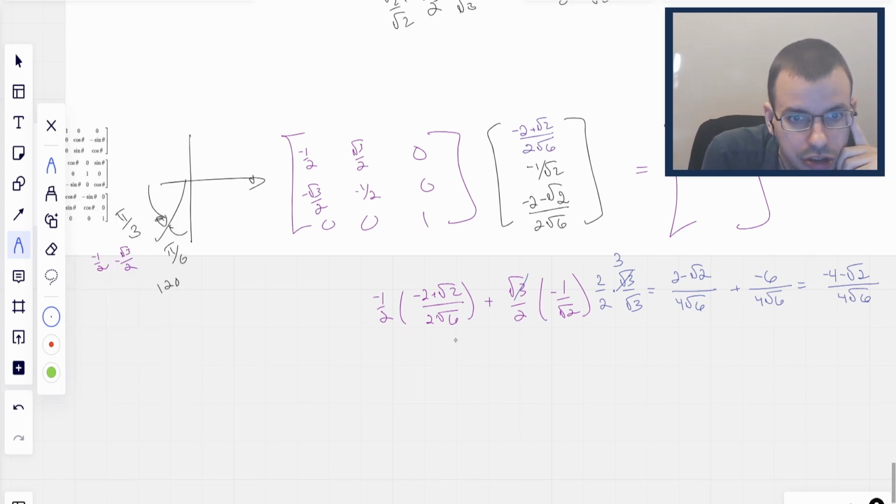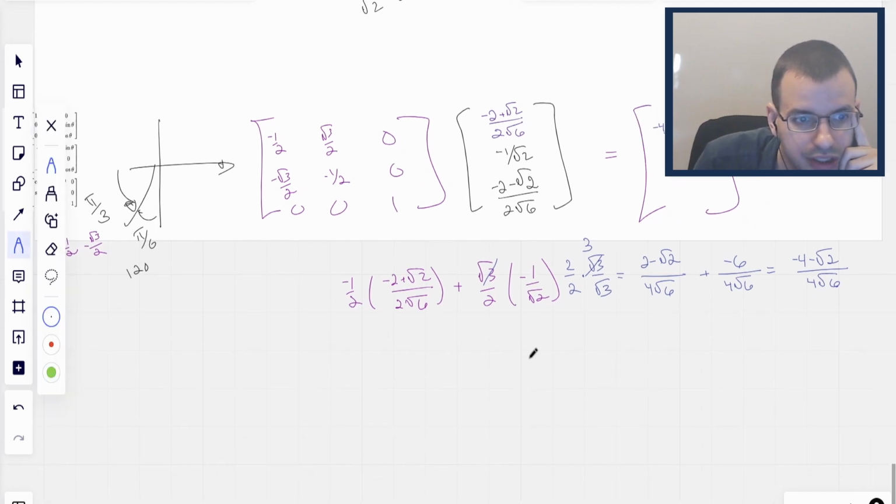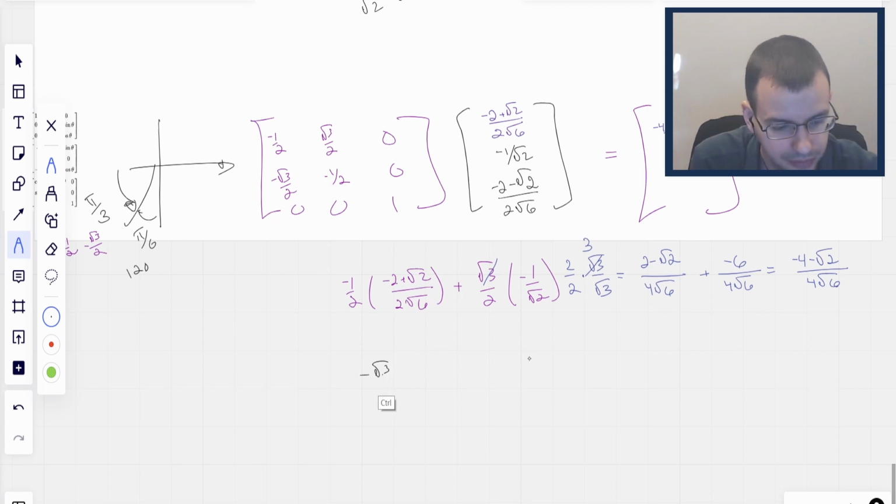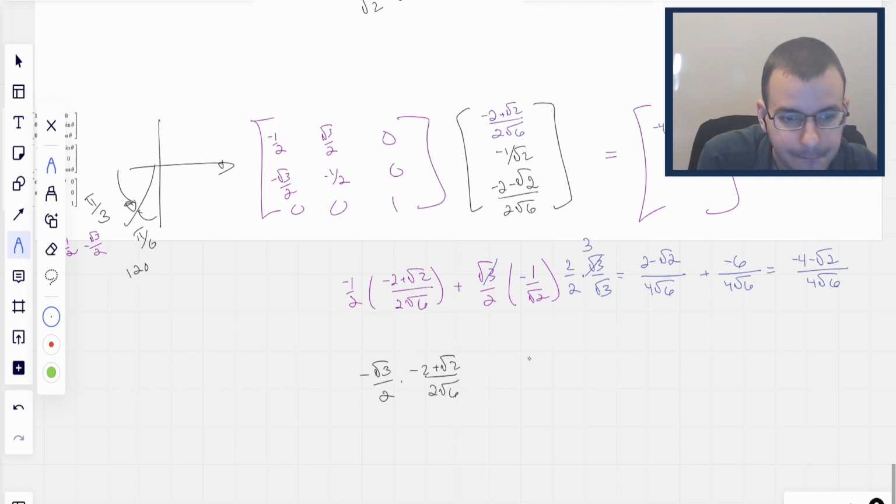All right, so for the next row, we're going to do negative square root of 3 over 2 times negative 2 plus square root of 2 over 2 square root of 6 plus negative 1/2 times negative 1 over square root of 2.